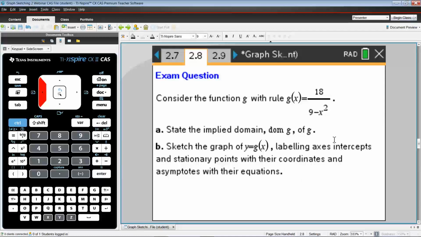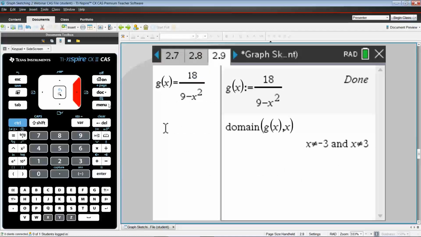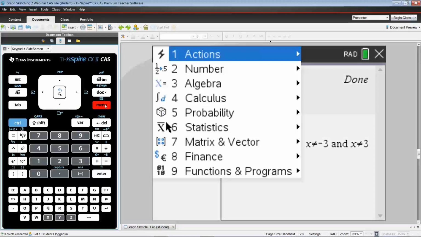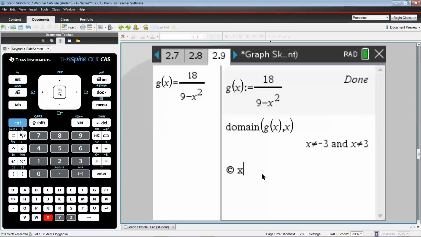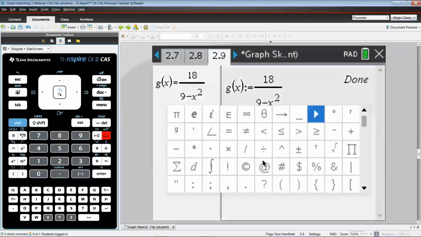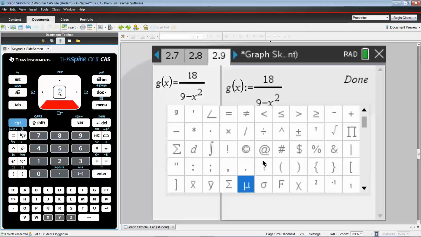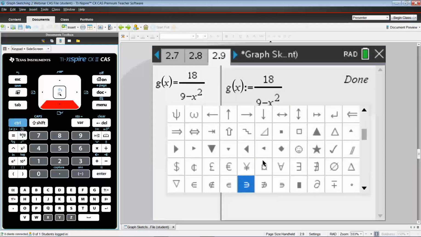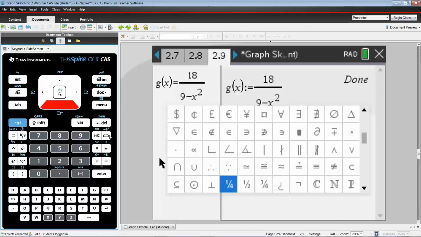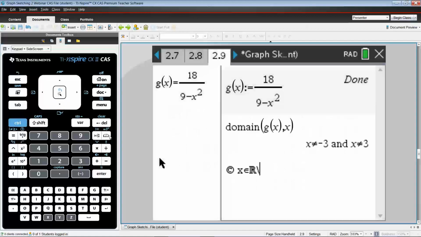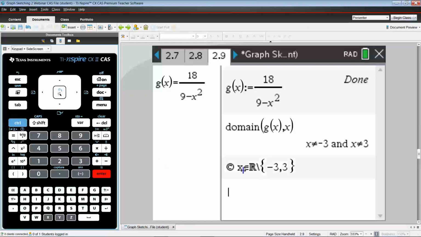And the implied domain of g would be, I'll show you how to write this if you were to write this as an answer on an exam or a SAC. I'll just type in a comment, and you would say x is an element of, I'll just find element, it's around here somewhere. There we go, there's element, and then you'd want the real number set. Yes, the real number set is around here, and then except, and then you'd use brackets, -3, comma 3. So that right there would be the maximal or implied domain, and that's how you would write the answer to that particular question.